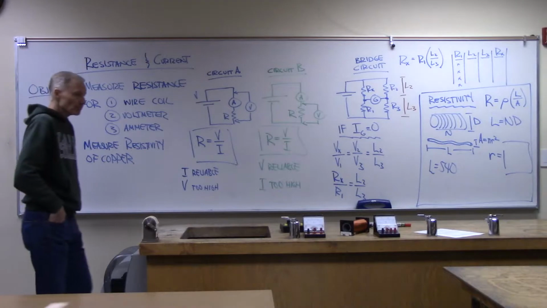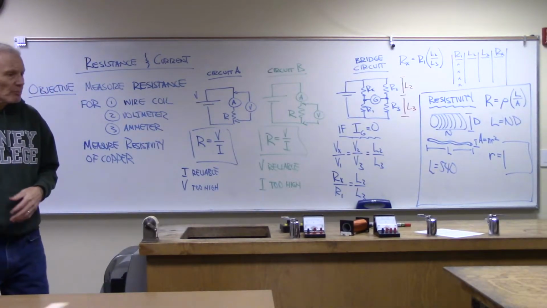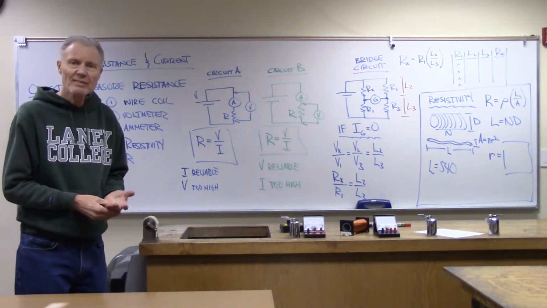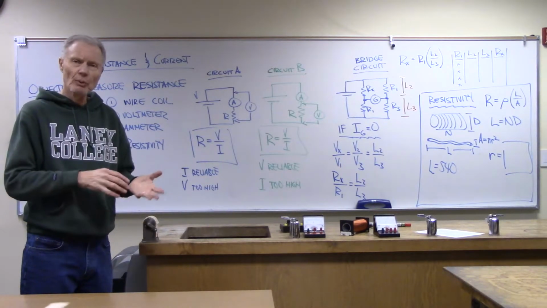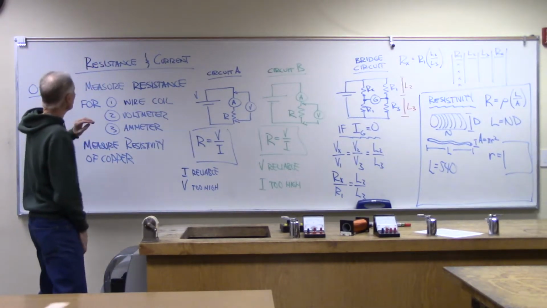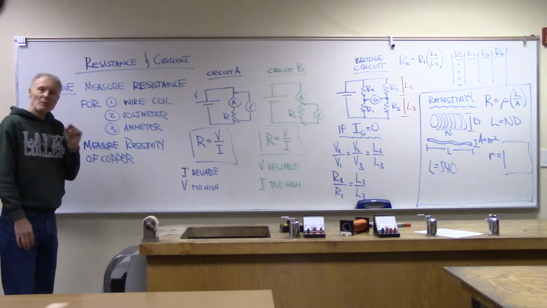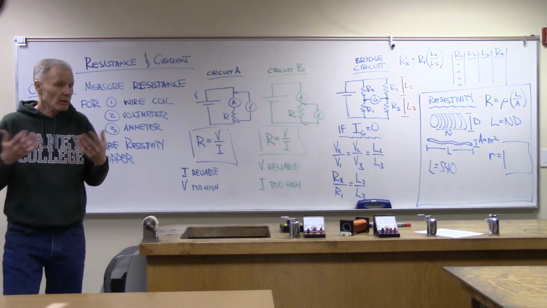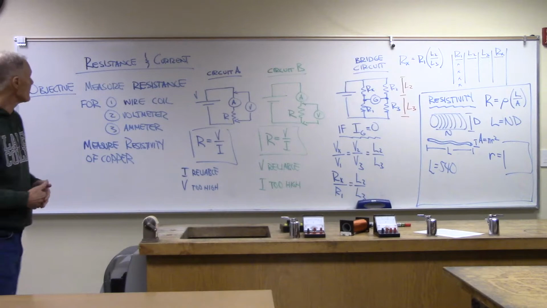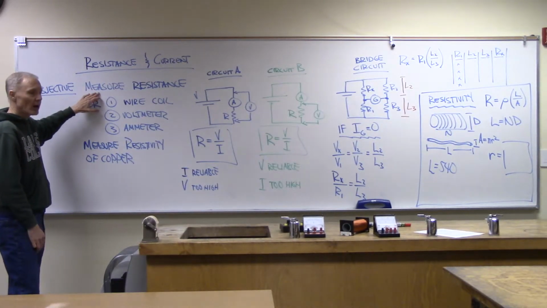And in class now we're looking at circuits. We've put a bunch of resistors into these different circuits and we've analyzed what the voltages and the currents are. So in lab, that's what we want to follow up with. We want to look at resistance and current. Specifically, our objective for the day is to be able to measure the resistance for some different objects.